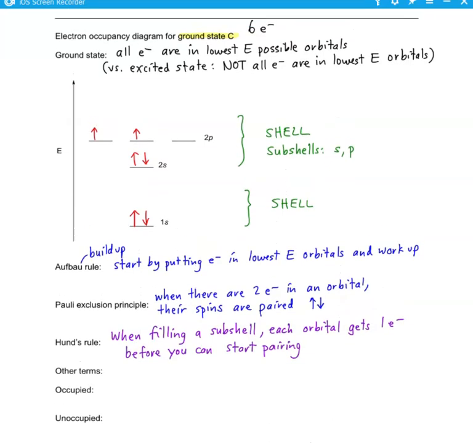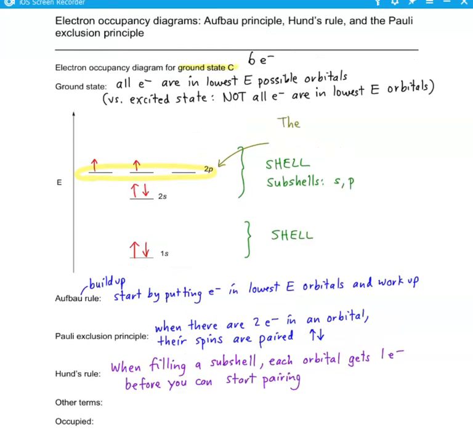Okay, now let's look at the 2p orbitals. Notice that the 2p orbitals all have the same energy. In chemistry, the term for this is that they are degenerate. So the 2p orbitals all have identical energies, which makes them degenerate.